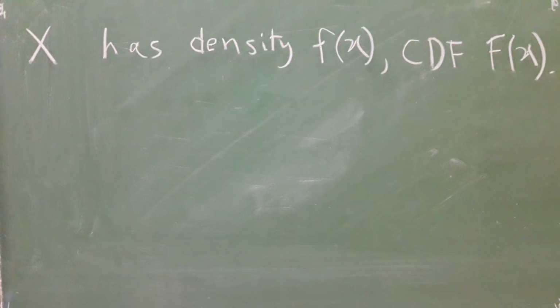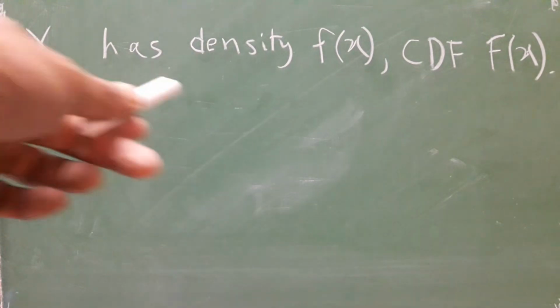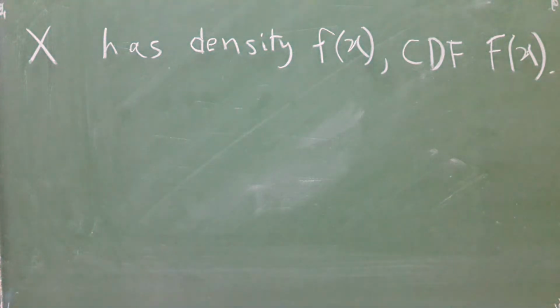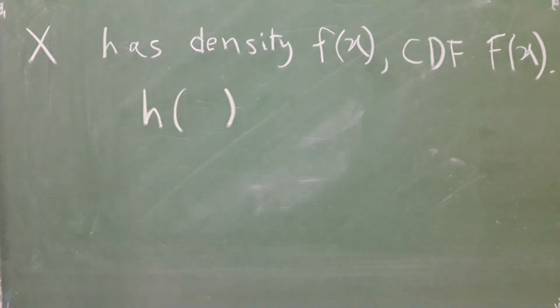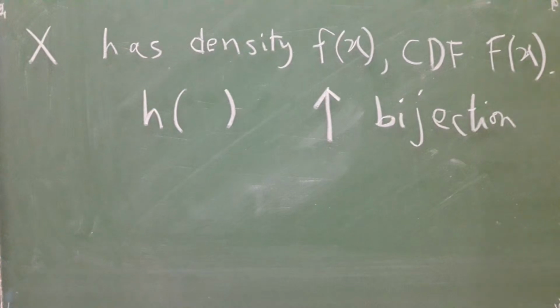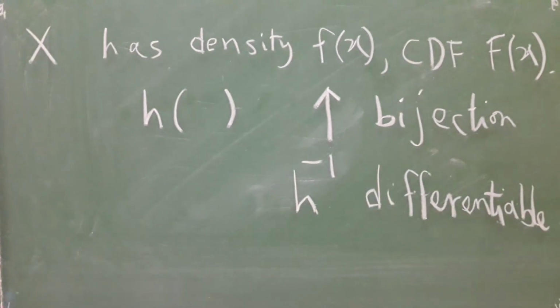In order to understand the Jacobian method, we shall start with something that is already familiar. X is a random variable with density little fx and CDF capital Fx. Now we are given a function h which is an increasing bijection, strictly increasing bijection. So h inverse exists and we assume that h inverse is differentiable. So this h is given to us, x is given to us.